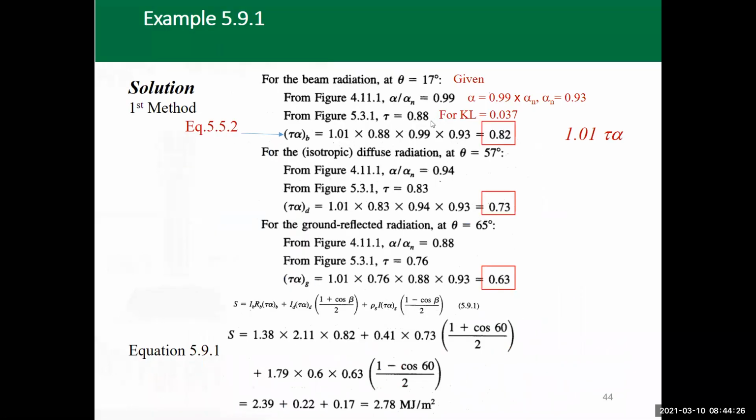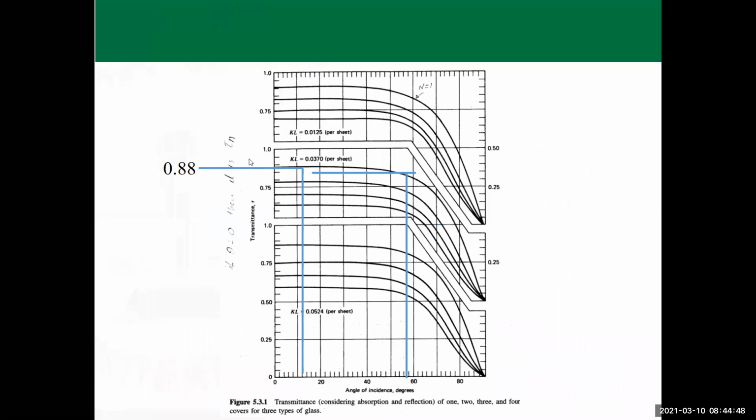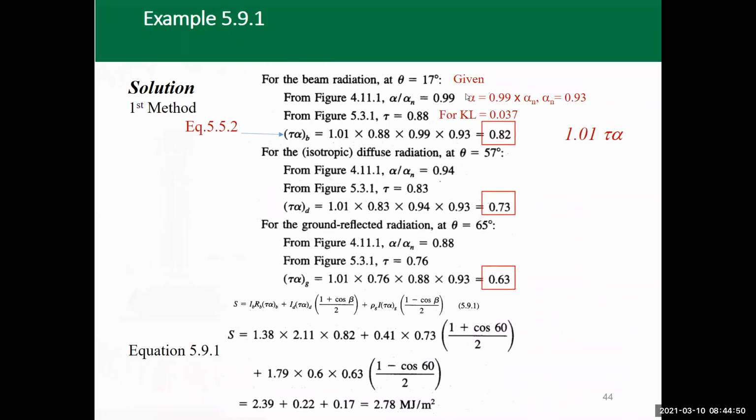Then, doing that, for the beam radiation, theta is equal to 17. And from equation 4.11.1 that we have just looked at, the value of alpha over alpha n has been obtained from the figure as 0.99. What I'm referring to now is this, 17. And the corresponding value here is 0.99, which is what you see here.